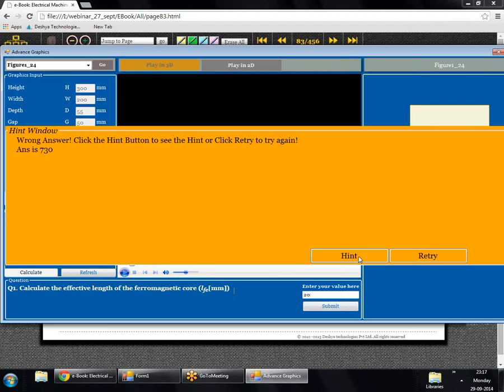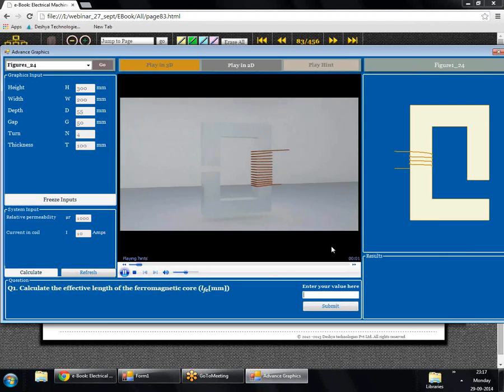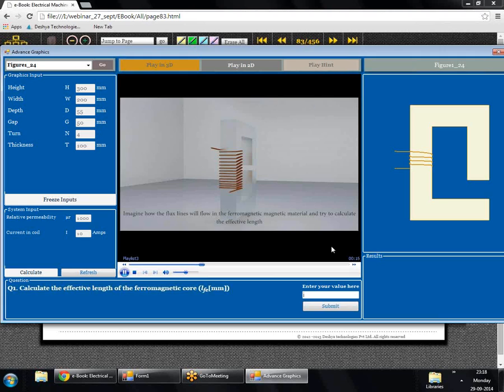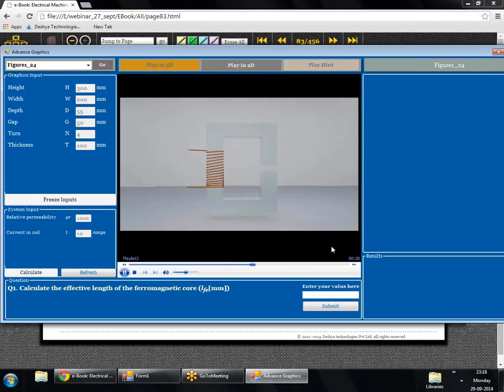This answer happens to be a wrong answer. Upon clicking the hint, a very detailed 3D animation explaining the magnetic circuit in detail will appear, and by going through this animation, the learner or the student will be able to find the proper answer to this problem. This animation is very detailed, and I must say that there are unique animations for each problem. The animation does not remain the same, but it keeps changing for each of the questions. Every question has a unique animation associated with it.